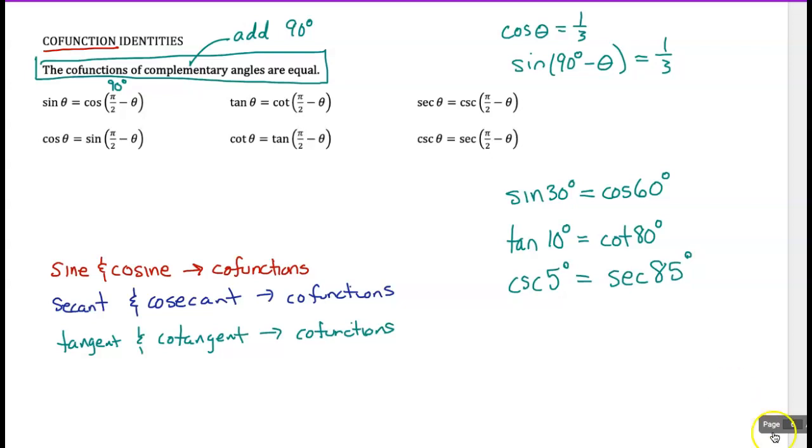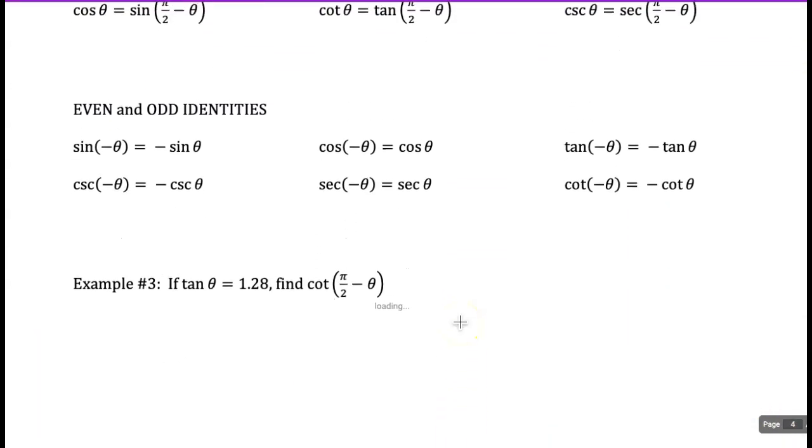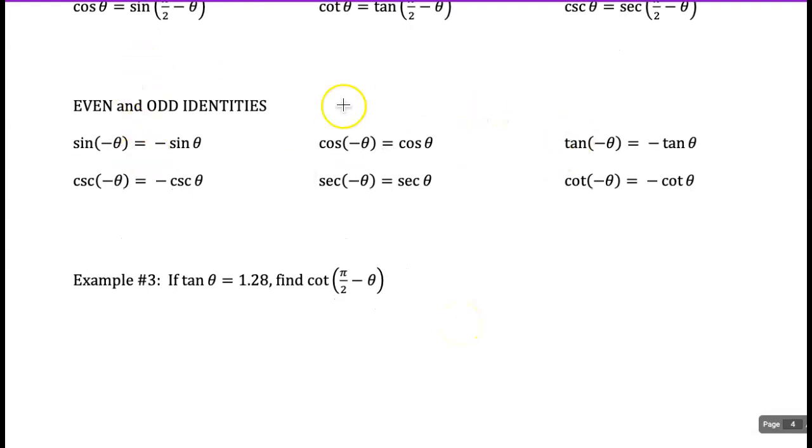All right. The last set of identities that I'm going to talk to you about now are called even and odd identities, and those are right here. I'm not going to go into super depth about what it means to be even or odd, but these identities you only use with negative angles. So these are only used with negative angles, okay?